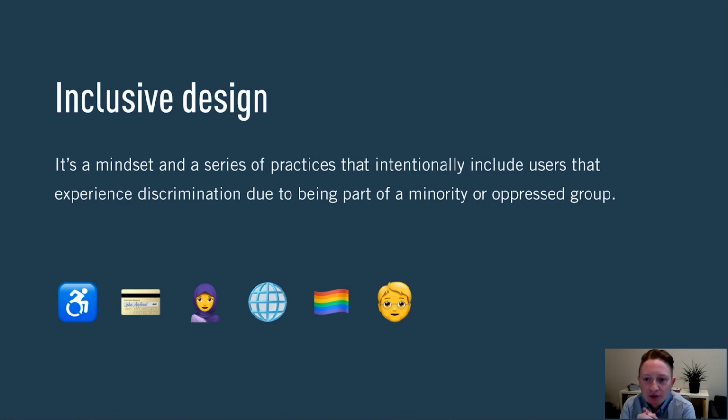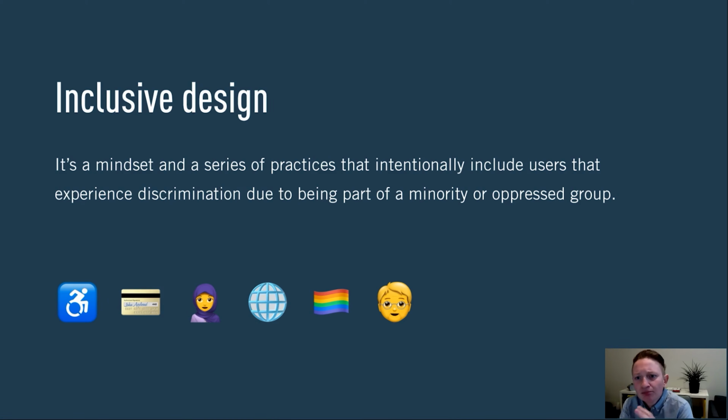And to define inclusive design, I like to think of it as a mindset. So more like an approach and a series of practices rather than a process. Because when you're doing inclusive design, it's not like you're using a different design process. It's still the UX design process, still the design thinking process that you're using.